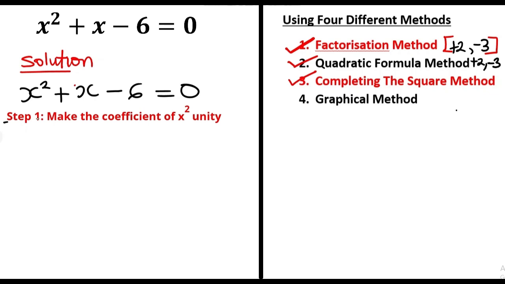Going by step 1, that is make the coefficient of x squared unity, making the coefficient of x squared 1. In this question, it is already 1, so we're going to skip this step 1.